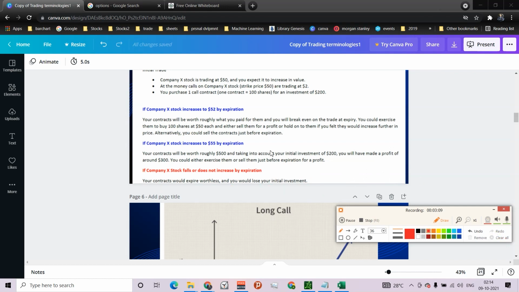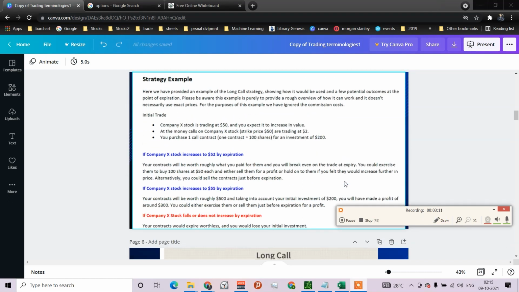So what we are noticing here is that in this example, we are buying that call option at $2. That is one option contract. If it's a call option you are buying, you have the right to buy 100 shares of that company at a certain strike price. So that's why you will be paying $200 when you buy that call contract.